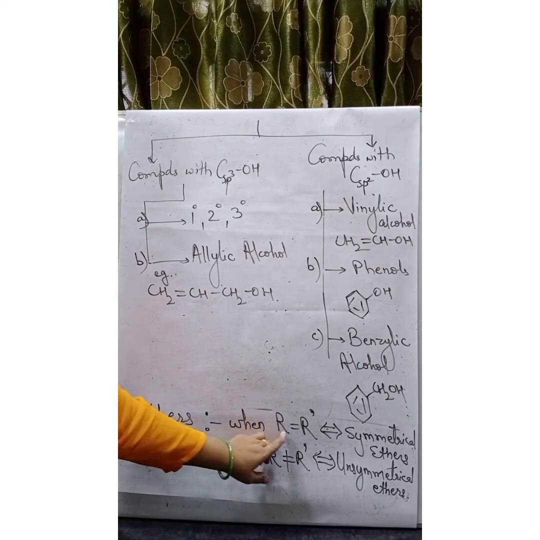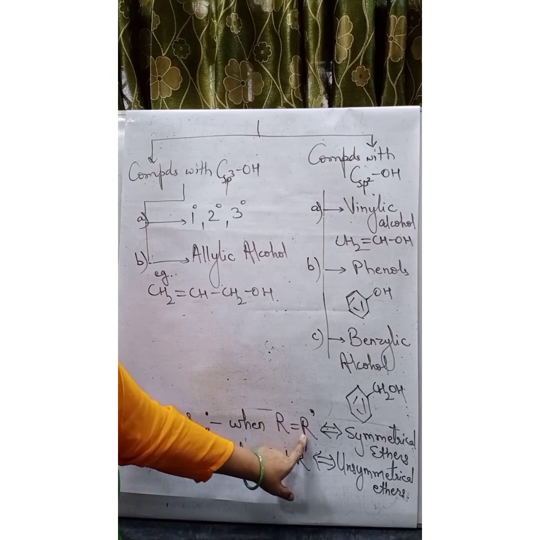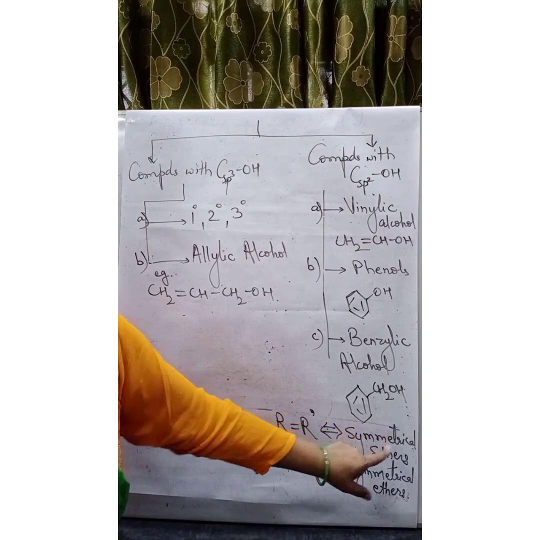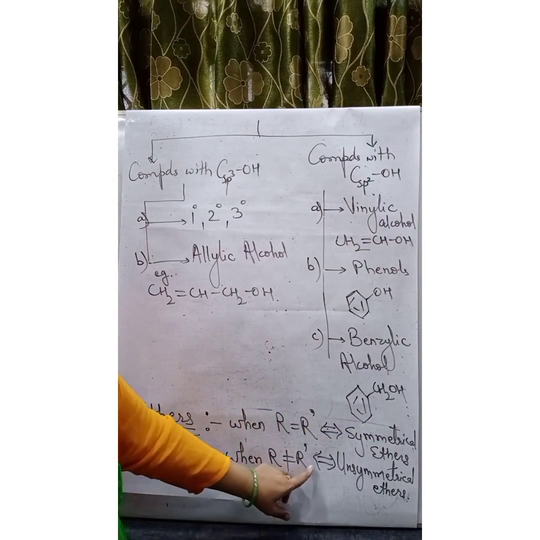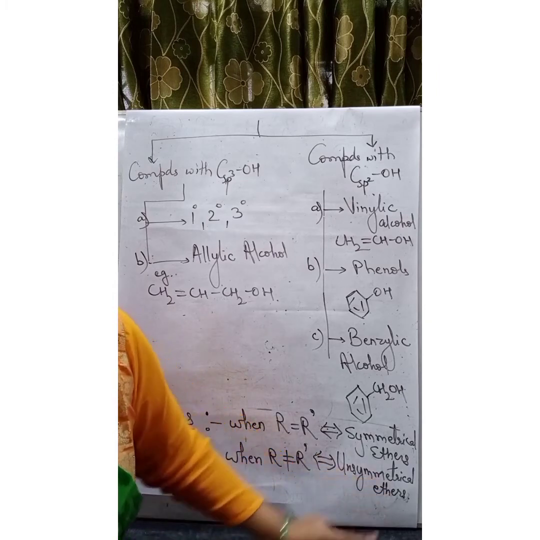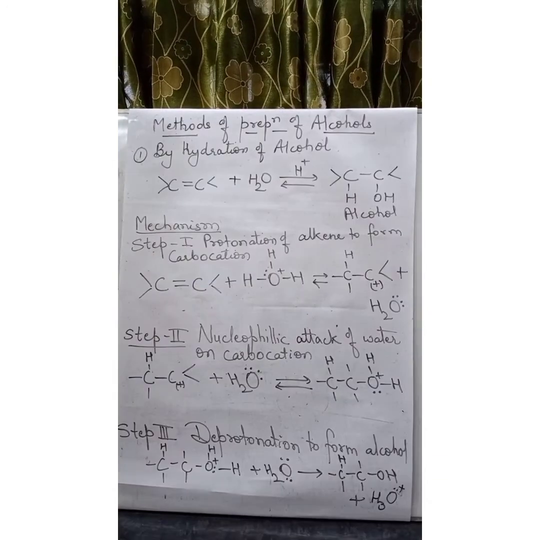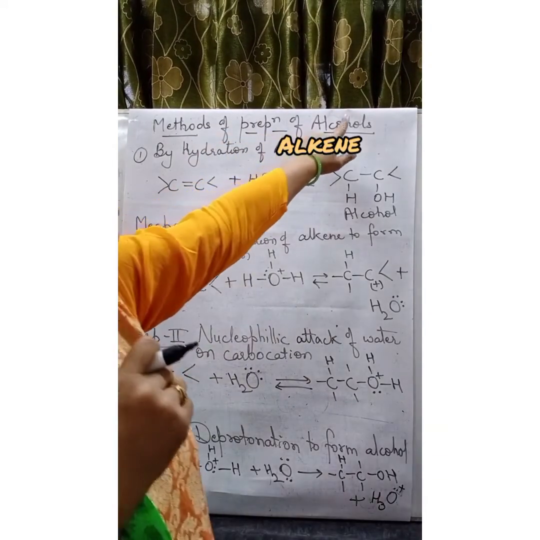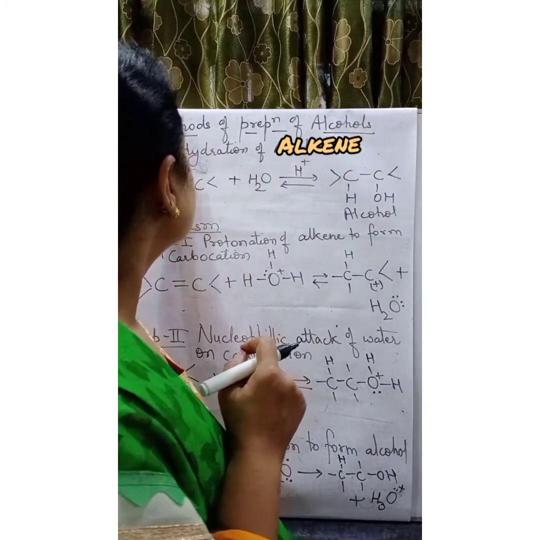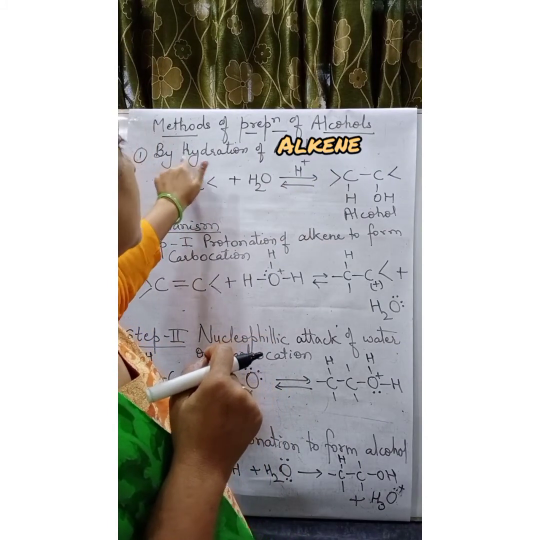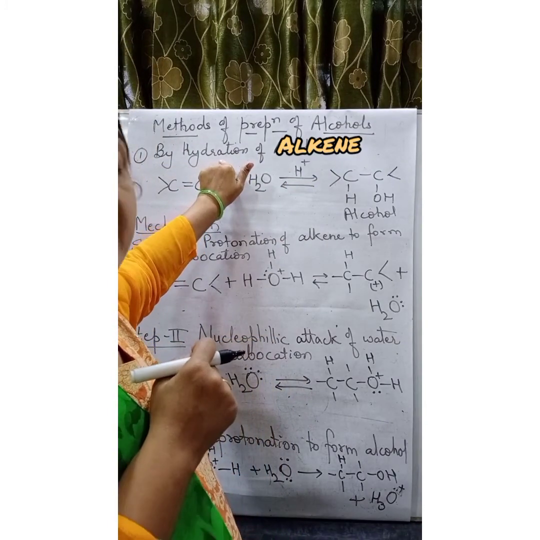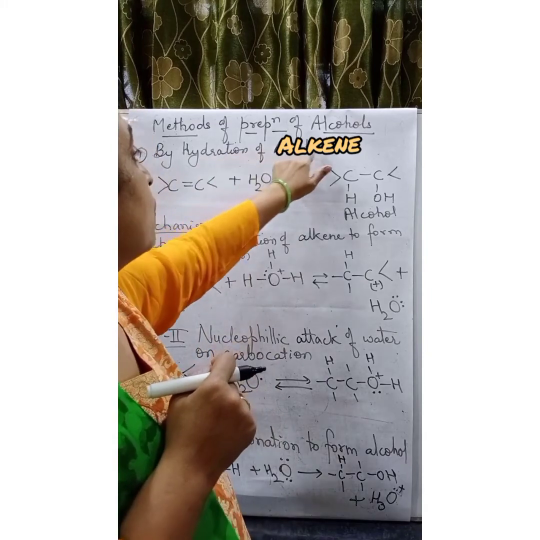Ethers. When R is equal to R dash, in case of ethers we call it as symmetrical ethers, and when R is not equal to R dash we call it as unsymmetrical ethers. Let us study about the methods of preparation of alcohol. The first method of preparation of alcohol is by acid catalyzed hydration of alkene.